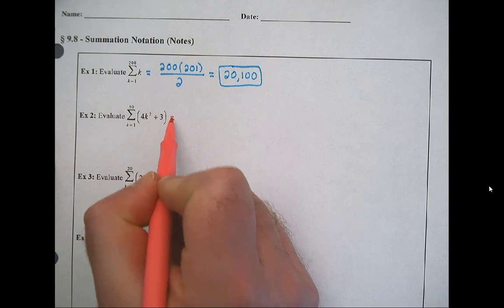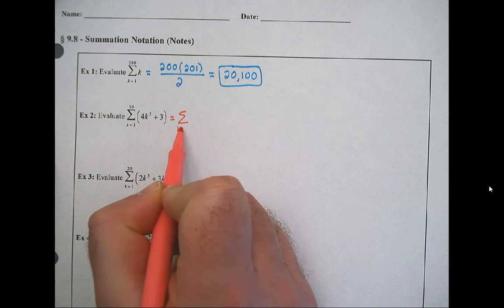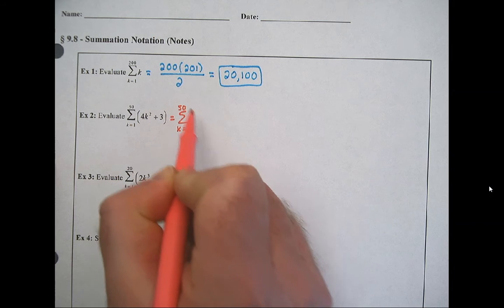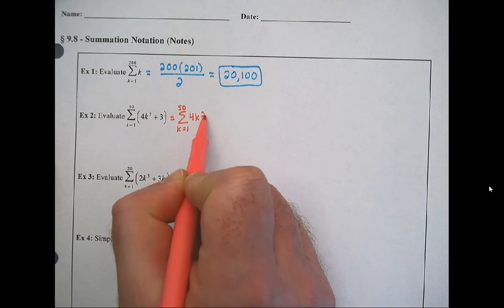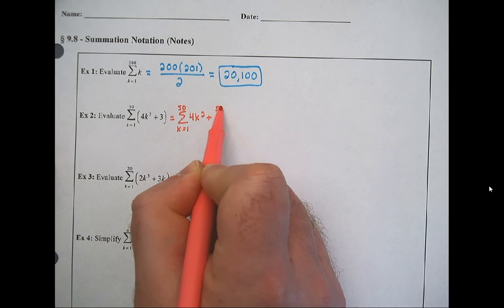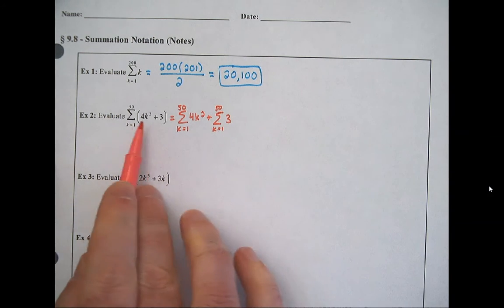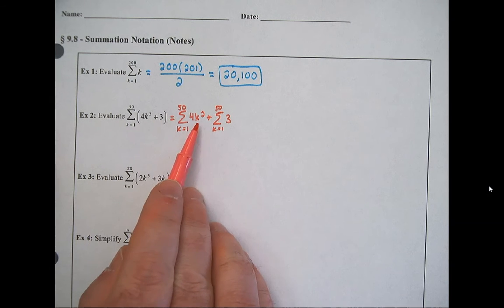So let's start by splitting them up, so they each have their own sum. I'm going to turn this into the sum from k equals 1 to 50 of 4k squared plus the sum from k equals 1 to 50. Yes, you have to write it every time, of 3. So instead of the sum of a sum, this is the sum of two sums.